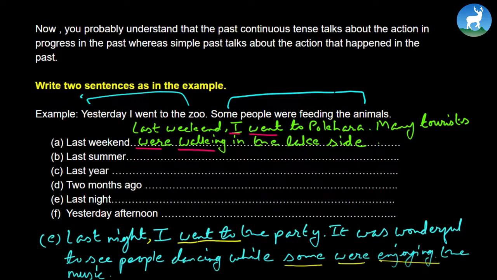Okay, so this is how you can make 2 sentences for each of these phrases given here. Now you can work on last summer, last year, 2 months ago, last night. This you can do as your homework. Okay, so let's move further.